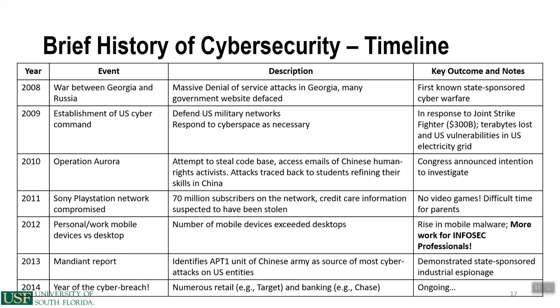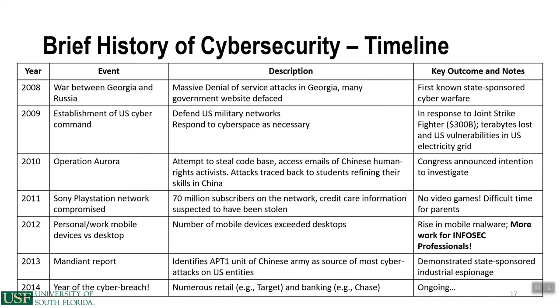In 2009, the U.S. Cyber Command was established, and this was aimed to defend U.S. military networks and respond in cyberspace as necessary. This was in response to the Joint Strike Fighter incident, where $300 billion was lost, and terabytes of data were lost as well. Numerous vulnerabilities in the U.S. electricity grid were also found, where if they were exploited, then electricity across, say, the eastern seaboard or across the entire country could be lost.